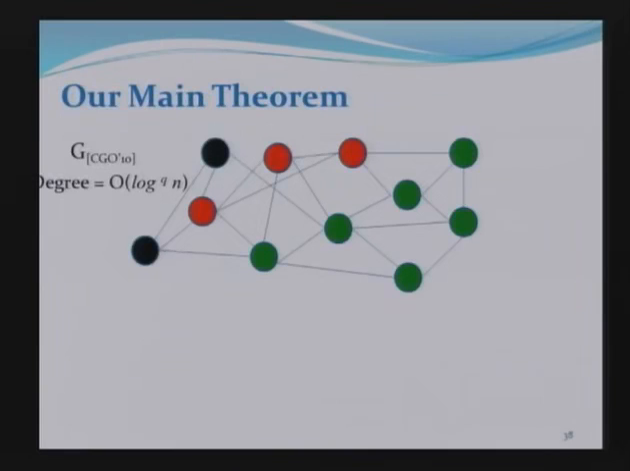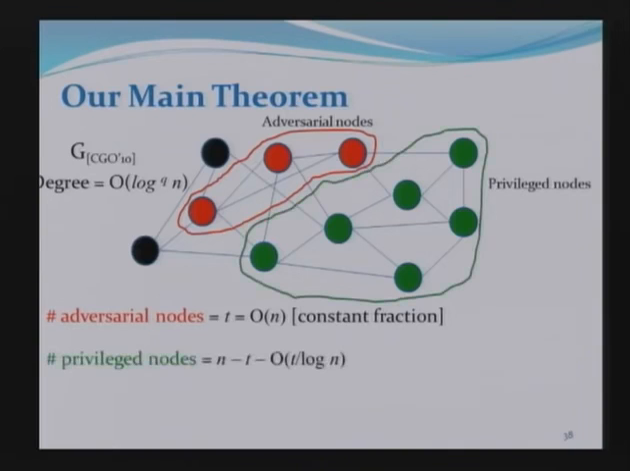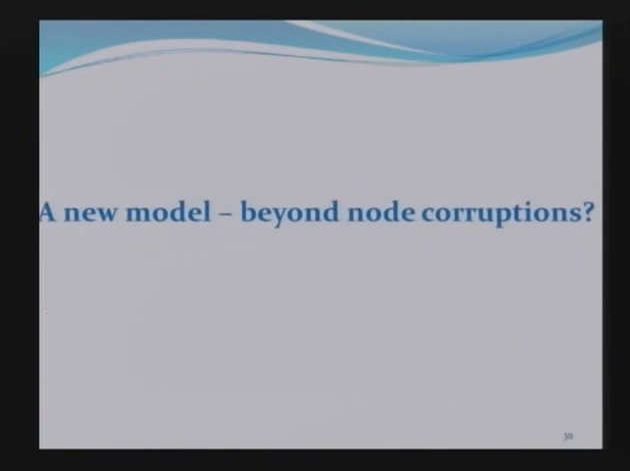So the main theorem that we can show is we can construct graphs of polylogarithmic degree. The adversarial nodes are these red nodes. They can be arbitrarily chosen by the adversary, as long as there's some bound on the number of nodes that it corrupts. The corruptions can be made adaptively at any time, even during the protocol. The number of privileged nodes is almost everybody: n minus t minus t over log n is the number of privileged nodes that we can ensure can reach agreement. And we can ensure that they can communicate reliably. Once they can communicate reliably, they can reach agreement.